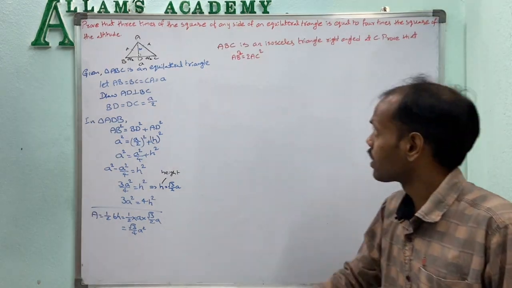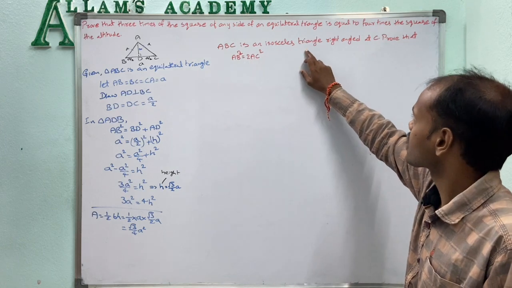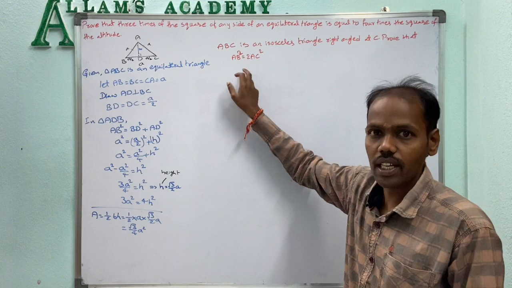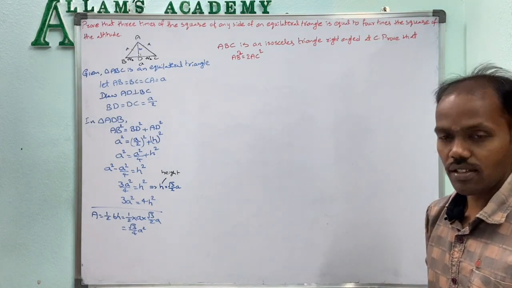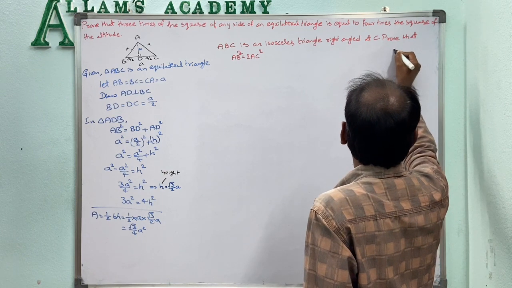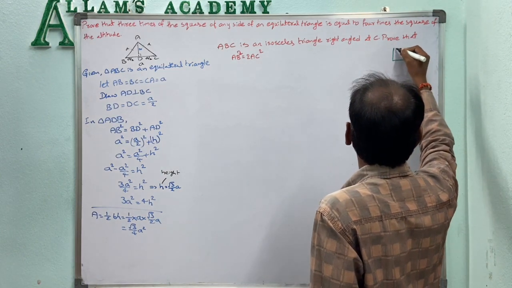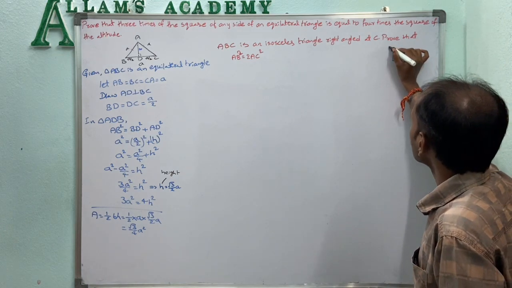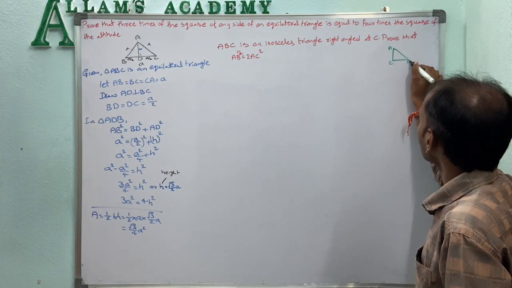So the next problem: given ABC is an isosceles triangle right angled at C. Prove that AB square equals 2 AC square. So here, given ABC is an isosceles right triangle, with the right angle at C.